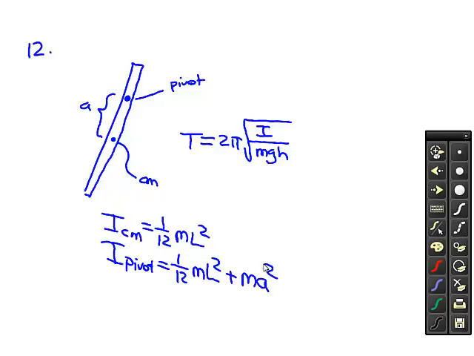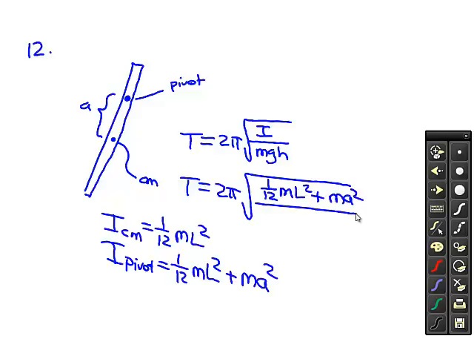So here's my T. T is 2 pi square root of 1/12 ml squared plus ma squared all over mga. They keep changing the variable h to something else. In the problem we did, it was d. Now it's a, and when we derived it, it was h. So it's like, make up your mind, idiots.